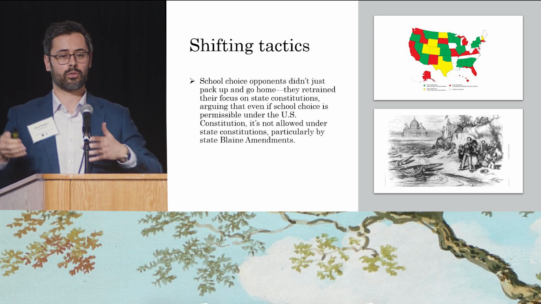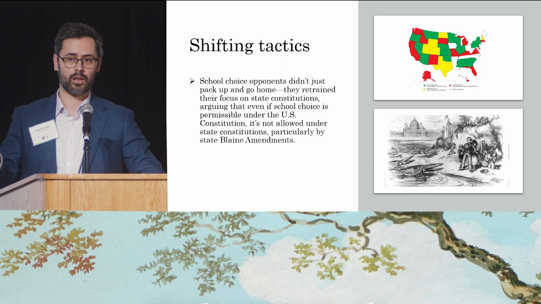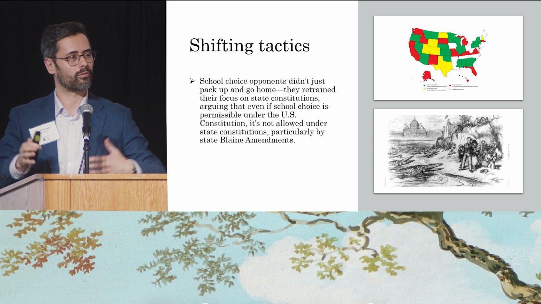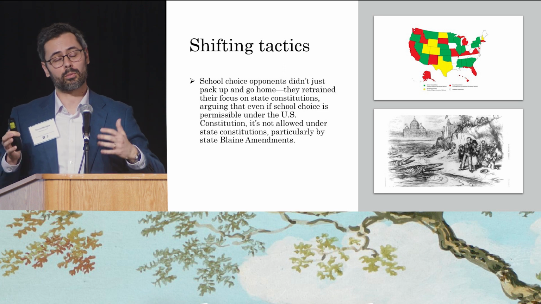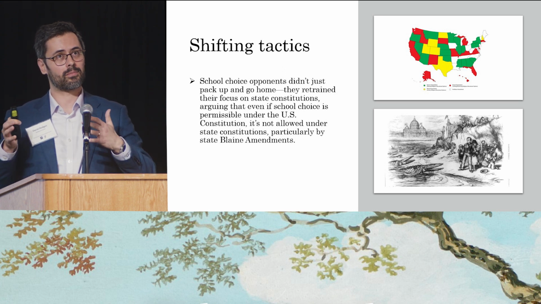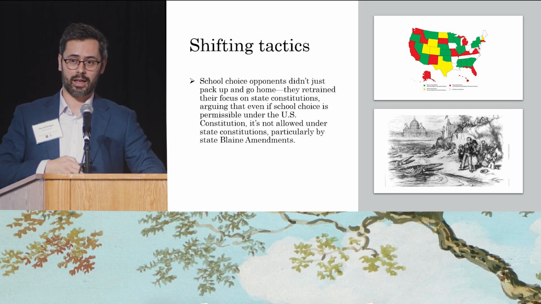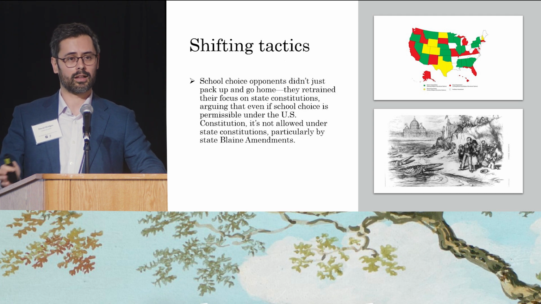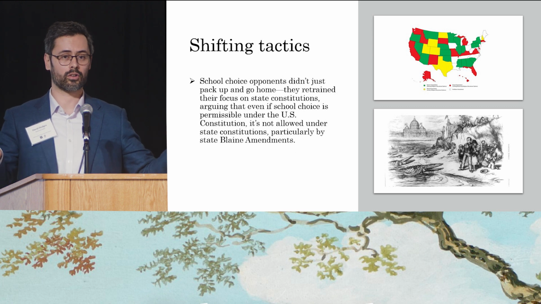In response to the proliferation of educational choice programs, what different opponents started doing was to look at the Blaine Amendment to their state constitutions. I'm sure people in this audience are familiar with the Blaine Amendment, but just to give a quick overview of it, this was a failed amendment, rather, that almost became law as an amendment to the United States Constitution, basically in response to the large-scale Catholic immigration to this country.